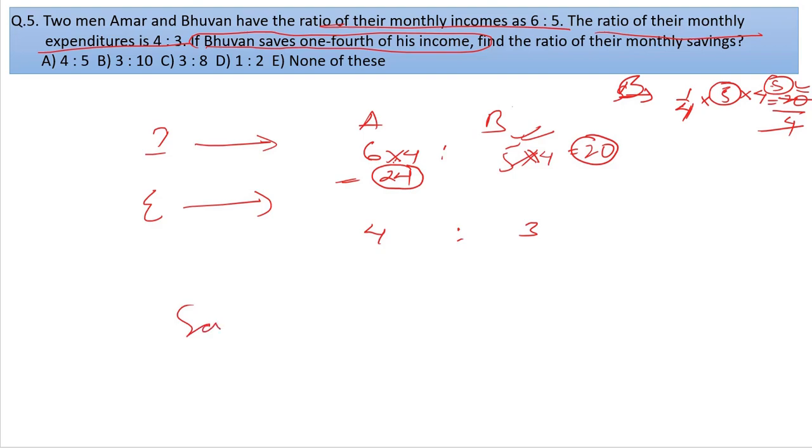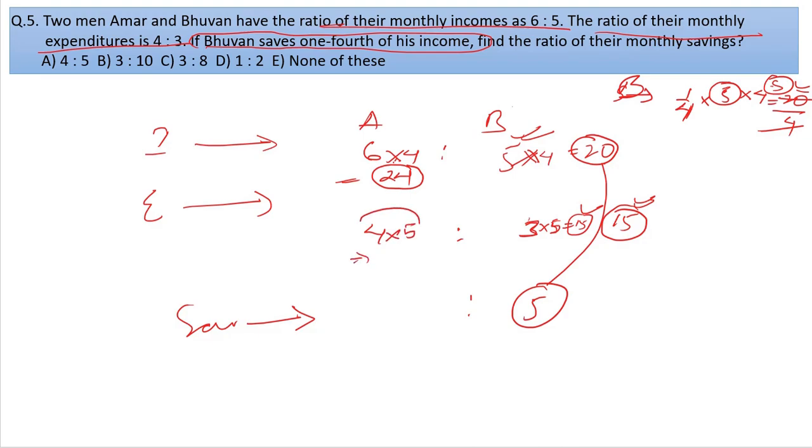So the saving of Bhuvan will be 5. The difference between the income and saving will be the expenditure of Bhuvan. So 20 minus 5 is 15. But here we have the expenditure of Bhuvan as 3. We have to make it into 15, so multiply here by 5. Now we have 15, which is equal. If we multiply by 5 for Bhuvan, you have to multiply for Amar also by 5. That is 4 times 5, 20.